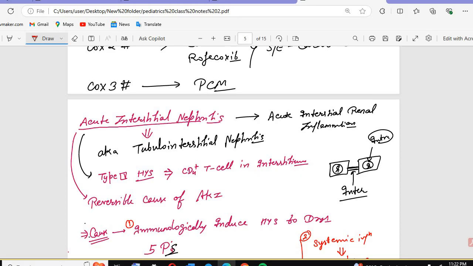So what we have discussed till now: acute interstitial nephritis is acute interstitial renal inflammation, meaning the interstitial space between the renal vessels and tubules is inflamed. This is also known as tubulo-interstitial nephritis. It is an example of type 4 hypersensitivity, meaning T cell mediated hypersensitivity, and is a reversible cause of acute kidney injury.